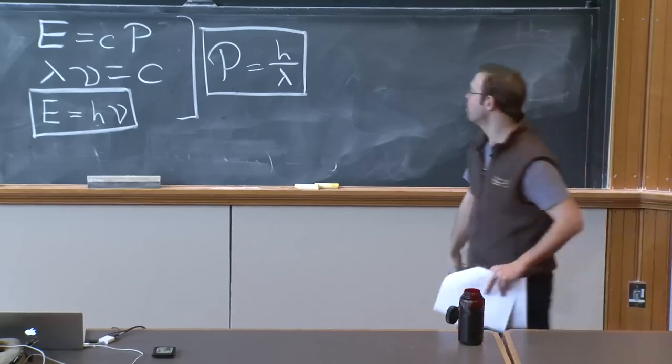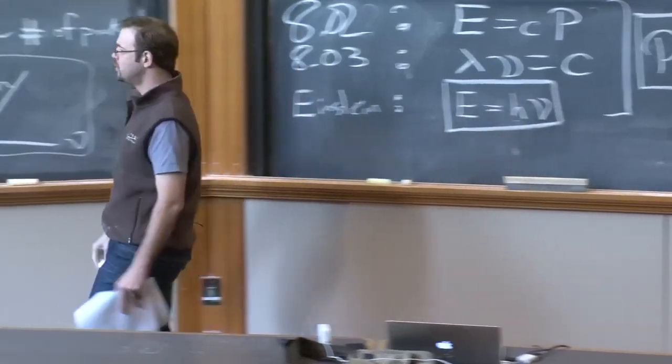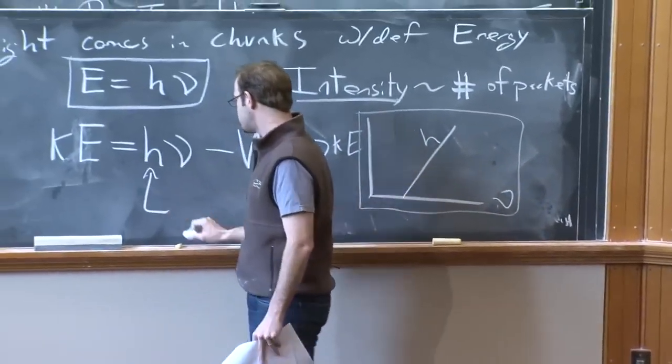Now this coefficient has a name. It was named after Planck. It's called Planck's constant.